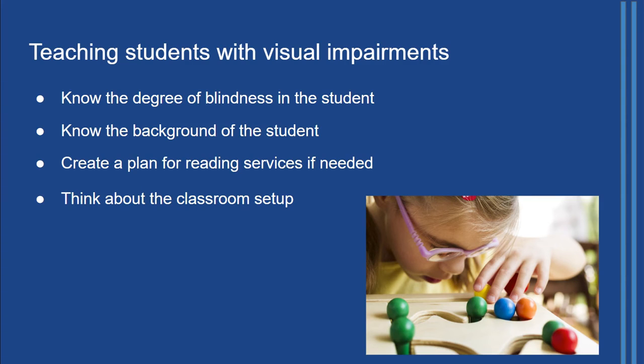Think about the classroom setup. If the student can partially see, where should they be seated? If the student is totally blind, the teacher will need to talk through everything put on the board. Utilize the student's other senses. Use hands-on materials and real-world objects whenever possible.